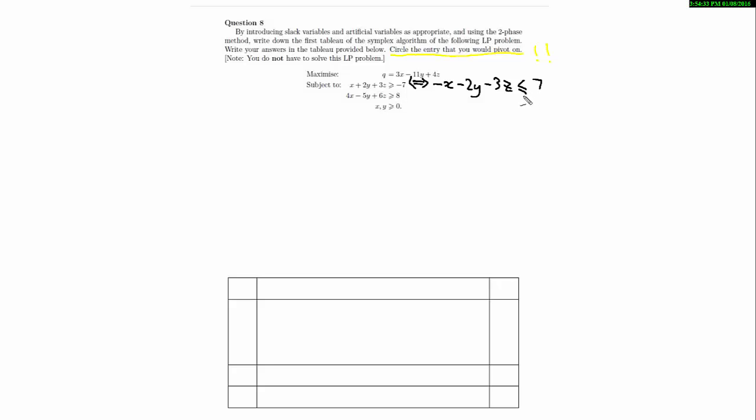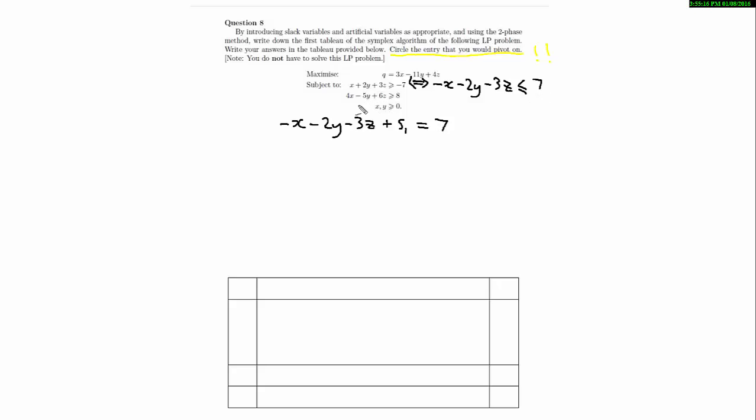So now we aim to get less than or equal to signs and greater than or equal to signs into equal signs. And we do that by the introduction of slack variables and artificial variables. Okay, so let's do that now. So let's work on the first constraint. So we have minus x minus 2y minus 3z. And because we have a less than or equal to sign here, we introduce our first slack variable, which we'll call s1. And we need to add this slack variable to this side. And then we can change our sign into an equal sign and then write the number 7 because it's there.